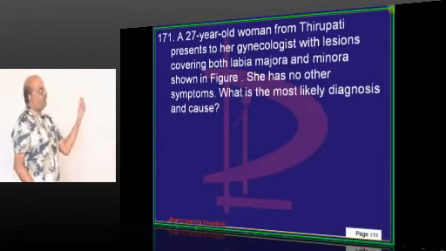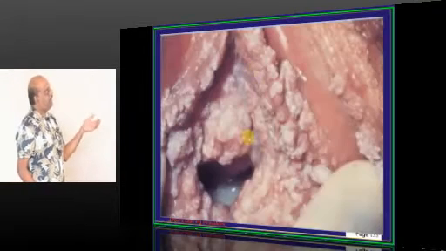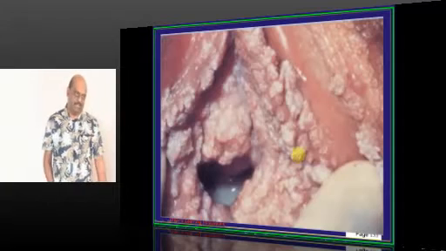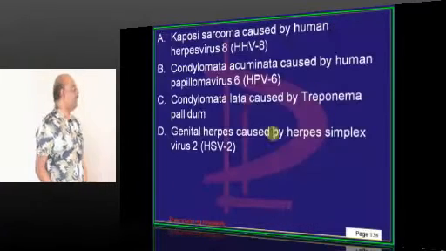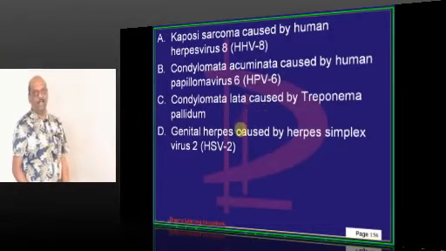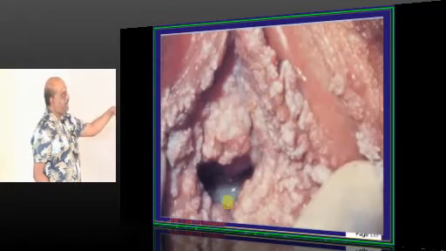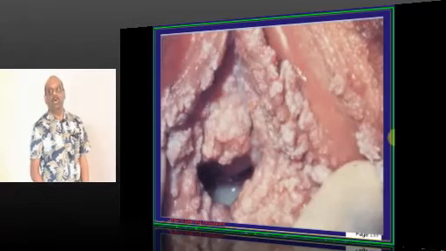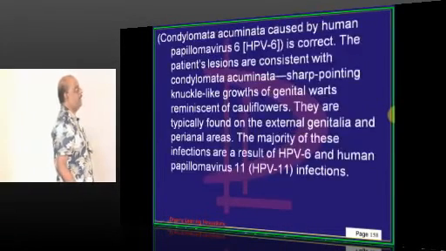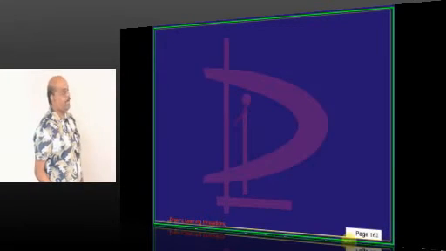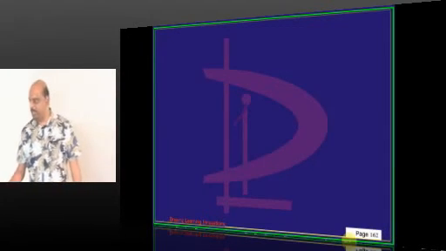A 27-year-old from Tirupati has lesions covering both labia. How are these lesions described? Cauliflower-like lesions, which are typical of condyloma acuminata, caused by the human papilloma virus. Labial lesions which are typically cauliflower in shape is what needs to be remembered. So that brings us to the end of the image and case based questions.